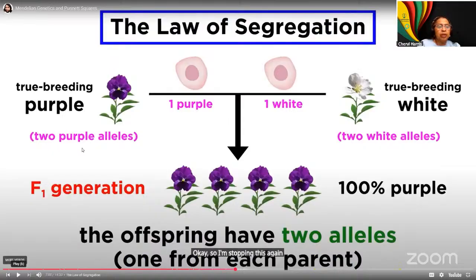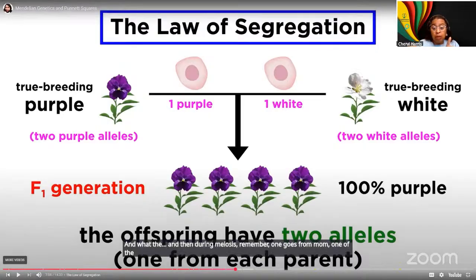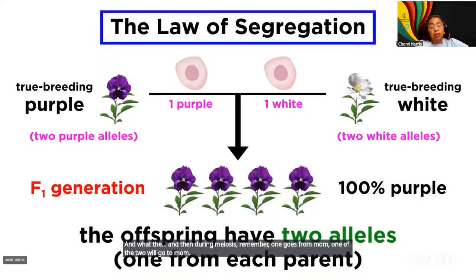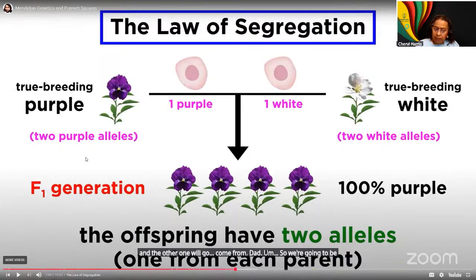Okay, now understand this. What he's saying is every organism has 2 alleles, and then during meiosis, remember, one of the 2 will go from mom, and the other one will come from dad. So we're going to be looking at the possibility of which one of the 2 you give away. In the case of the dominance, it doesn't matter which one they give, both of them are the same. Both of these are purple. In the case of recessive, both of these are white. So this flower can only give a recessive gene. This one can only give a dominant gene.